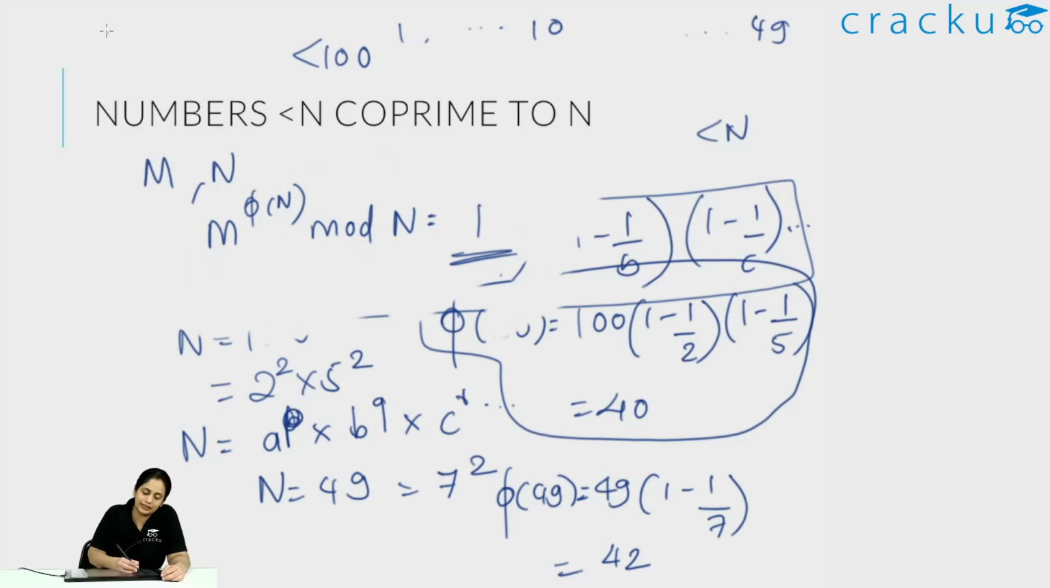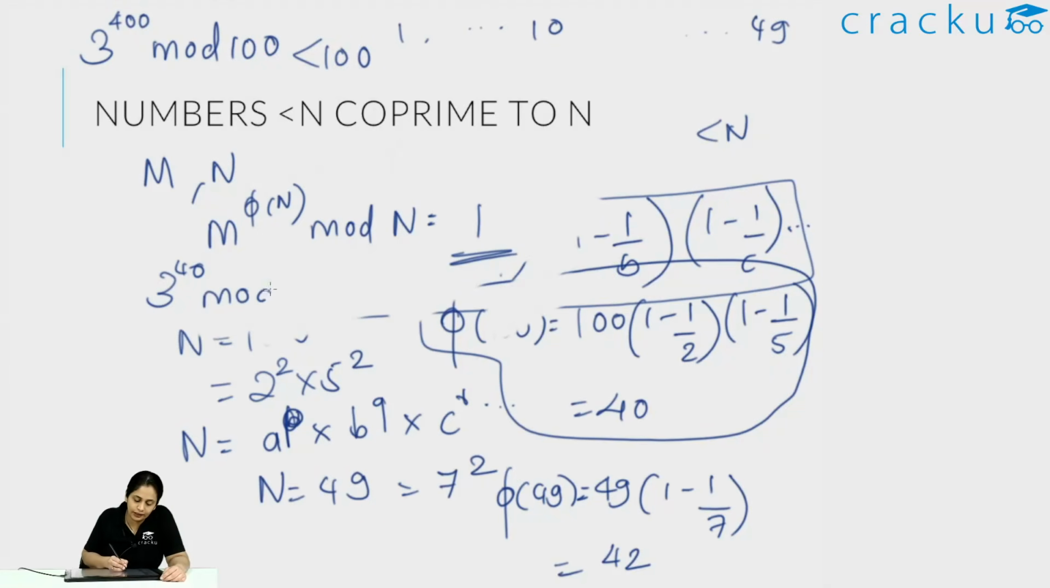So for example, if you have to find out what is 3 raised to 400 mod 100. I know that 3 and 100 are co-prime with each other. There is no factor common between 3 and 100. So that would mean that 3 raised to 40, because phi of 100 is 40, 3 raised to 40 mod 100 is 1. So this can be split up into 10 parts of 3 raised to 40. Each of them mod 100 would be 1, which means 1 into 1 into 1. So 3 raised to 400 mod 100 would also be 1.